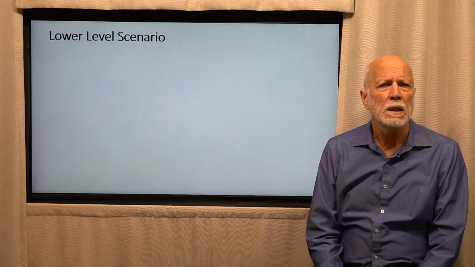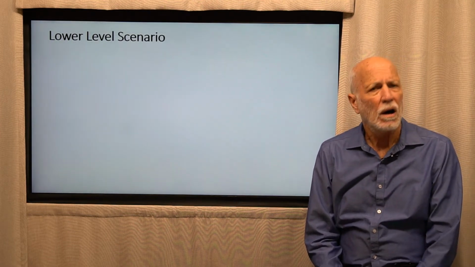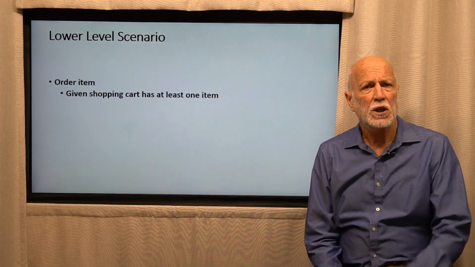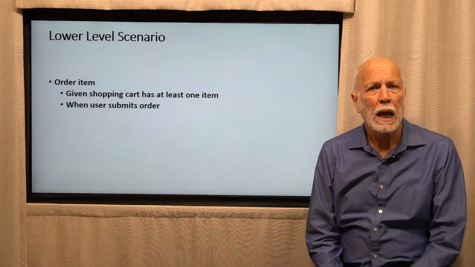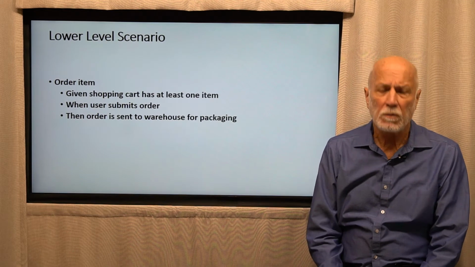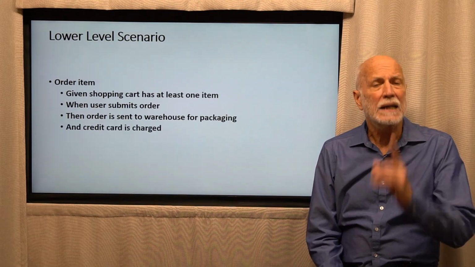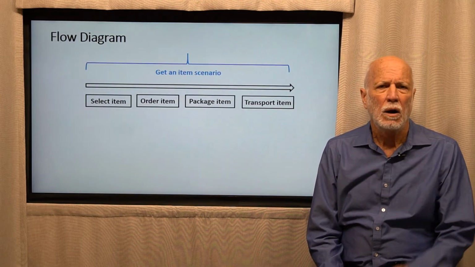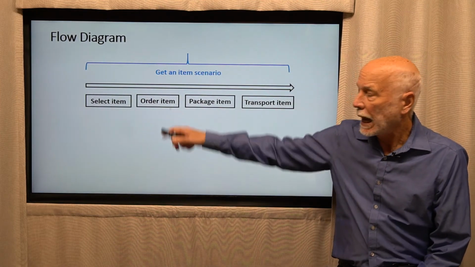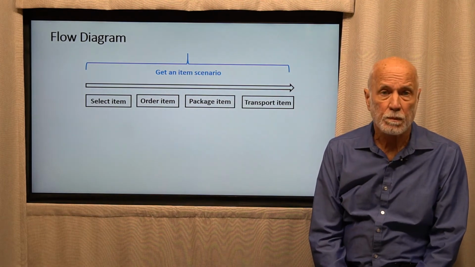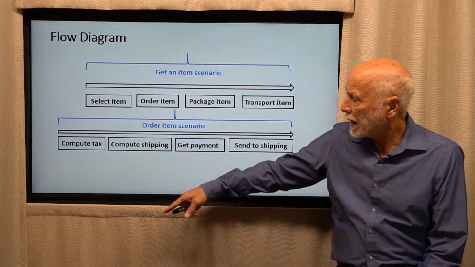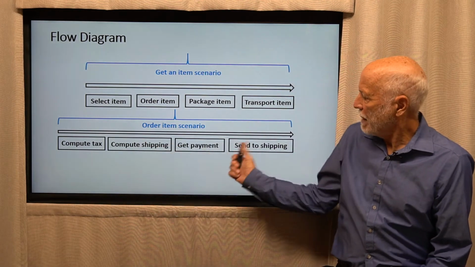Let's take a look at a lower level scenario of that flow. Here's order an item. Given the shopping cart has at least one item, when the user submits an order, then the order is sent to the warehouse for packaging, and the credit card is charged. Well, how does that fit into our flow? We have our overall flow. Now we're going to have a flow for order item. And our order item scenario is going to have a compute tax and a compute shipping and a get payment and a send to shipping.